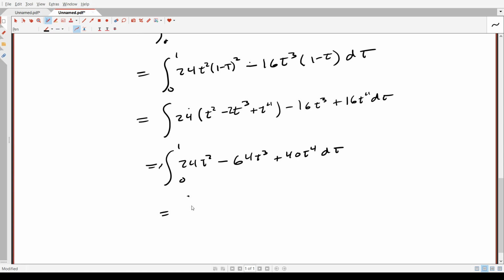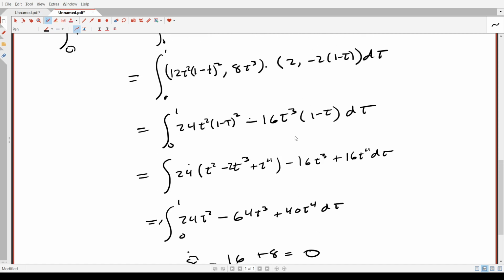And finally, we get 8t cubed, so t just goes from 0 to 1, so that's just going to be 8, minus 16, and then plus 8. Right, so that's 24 over 3, 64 over 4, and 40 over 5, which is 0.